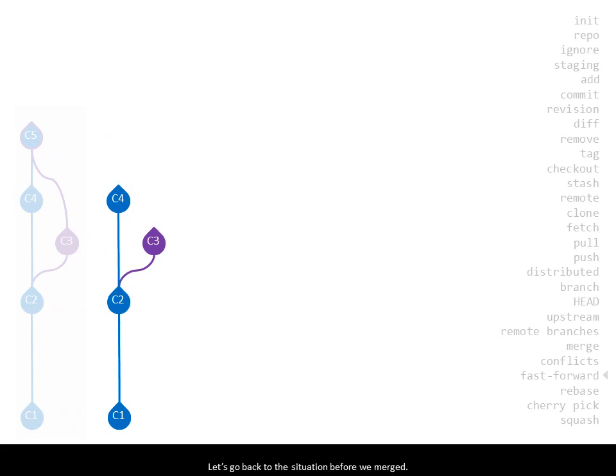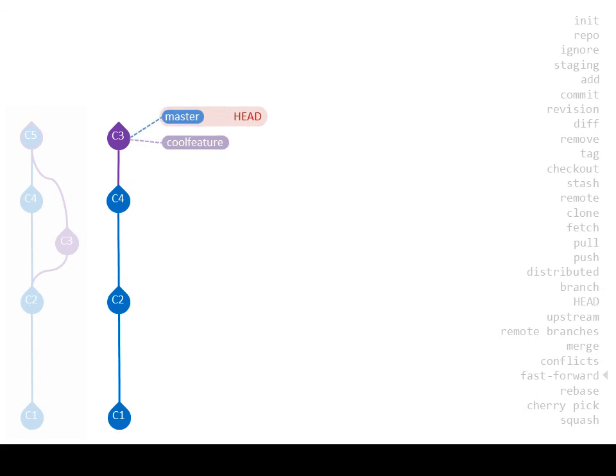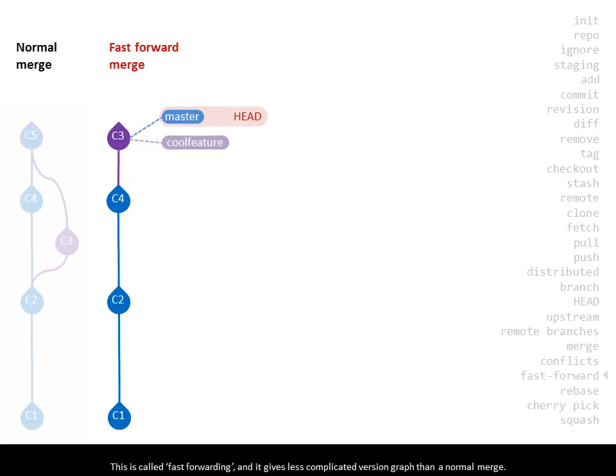Let's go back to the situation before we merged. We are currently in the master branch and we are ready to merge the cool feature branch. When merging, instead of creating a merge commit like this, Git first tries to move the commits in the merging branch directly onto the target branch, like this. This is called fast forwarding, and it gives less complicated version graph than a normal merge. We can delete the branch label, as before.